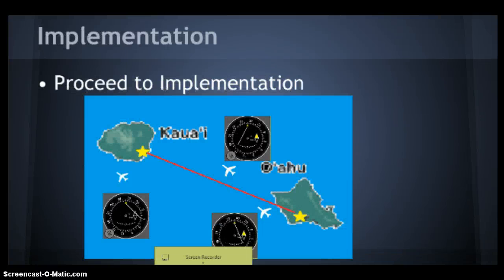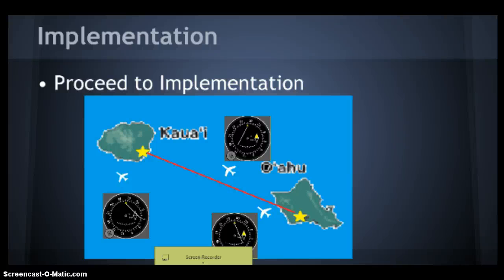Imagine we are in Honolulu with call sign HNL on the island of Oahu, and we want to fly to Lihue with call sign LIH on the island of Kauai. According to flight maps, the direction from HNL to LIH is 110 degrees. The VOR radio will be set to 110 degrees.